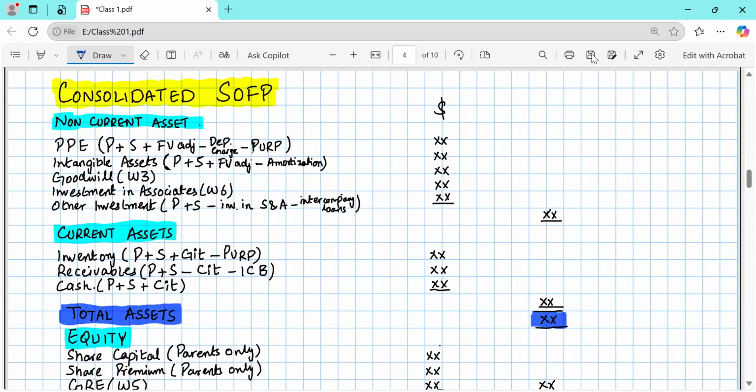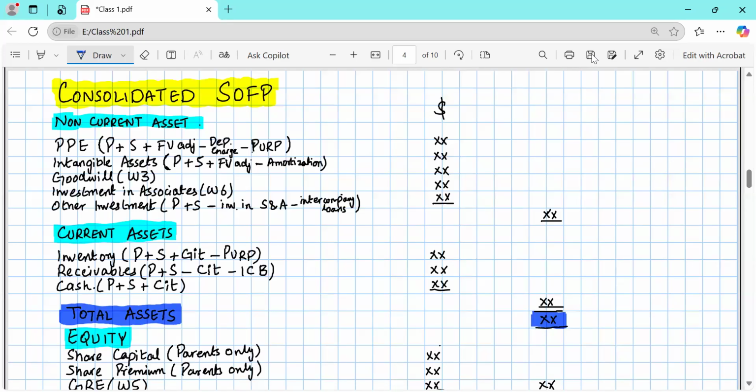Okay. Then comes intangible assets. Again, parent's intangible assets plus subsidiary's plus any fair value adjustment less amortization. Then comes the goodwill. Okay, goodwill is basically what? The goodwill of the subsidiary company.